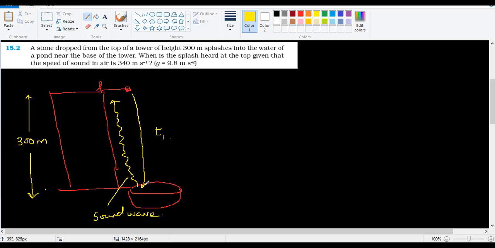Now after the stone hits the water, the splash is not heard immediately here. The sound wave has to travel to the top of the tower. That time I'm going to take as t2. Okay. So the total time taken is what they asked. So total time will be t1 plus t2.